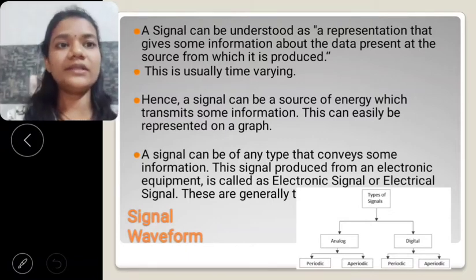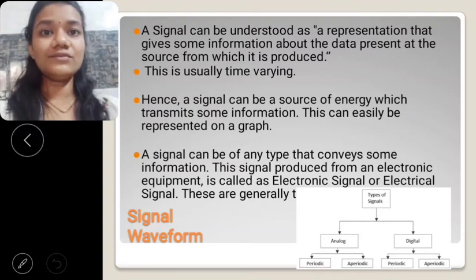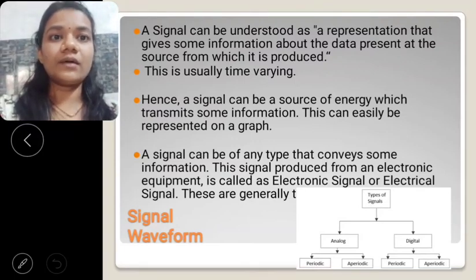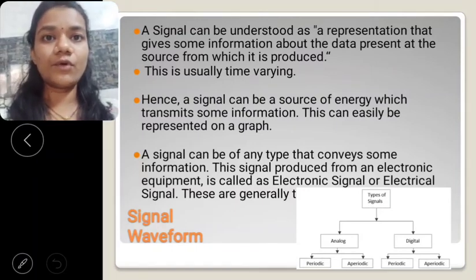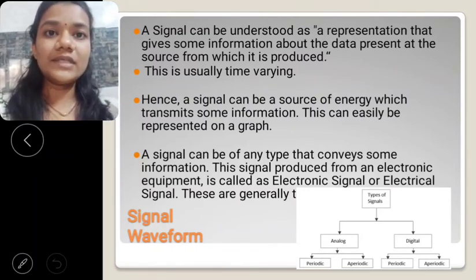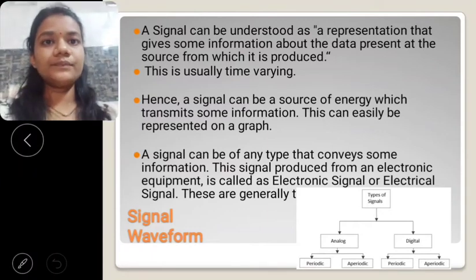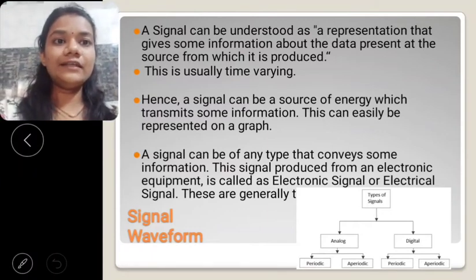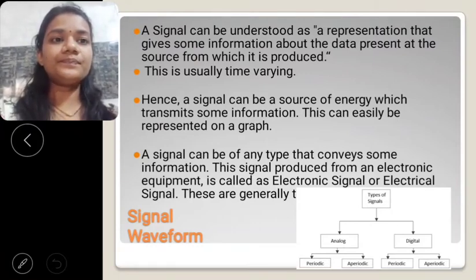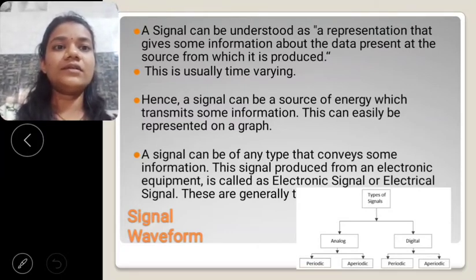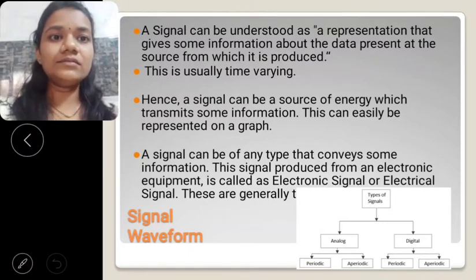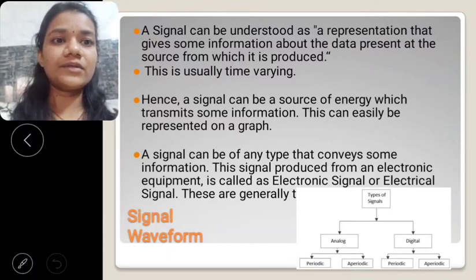So a signal is nothing but the energy source, because it gives us the information about the data we have to transmit. We can represent it in the form of a signal. It can be easily represented on a graph. A signal can be of any type that conveys some information. The signal produced from electronic equipment is called an electronic signal.